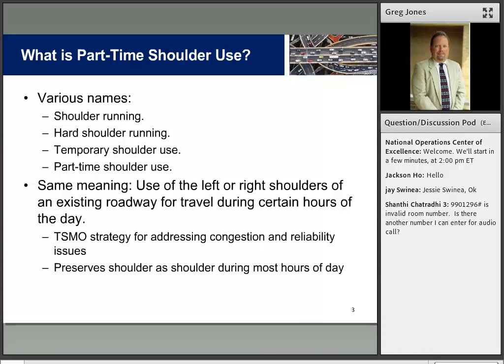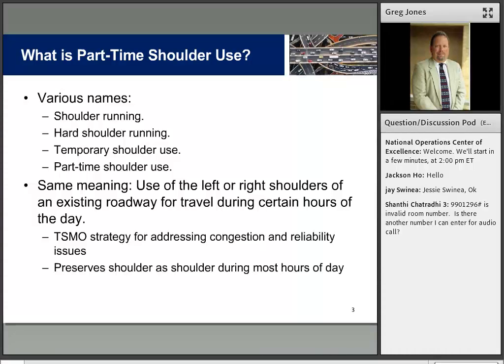So what exactly is part-time shoulder use? Well, it goes by various names. We've tried to standardize in federal highways the use of part-time shoulder use, but it's also been known as shoulder running, hard shoulder running, which that's the European terminology that you'll commonly hear, temporary shoulder use, and part-time shoulder use. But really all of those have the same meaning.